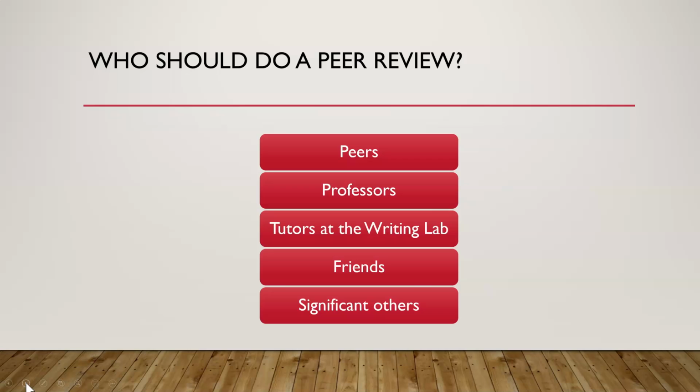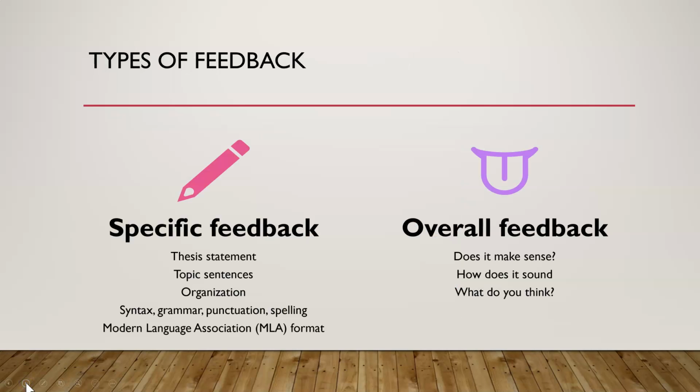And if you have a significant other, that individual can also give you some feedback on how to improve your essay. As for the types of feedback that you should give, there are two main types. There is specific feedback, and then there's overall feedback. What you want to comment on is the thesis statement. Number one, do they have one? Number two, does it address the prompt? Does it answer the question?